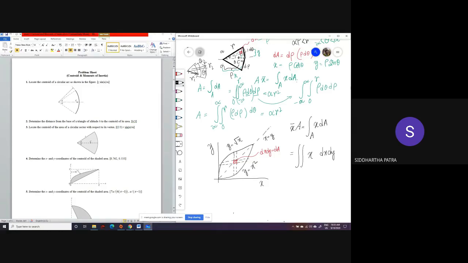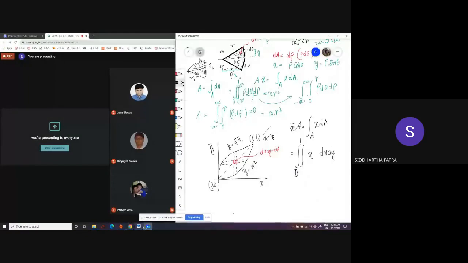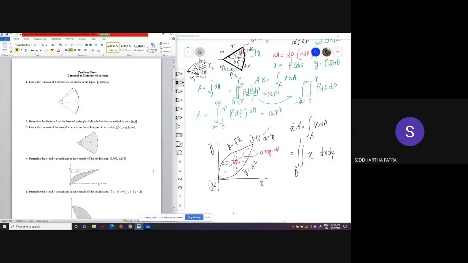Now the last two limits. Can you tell me what are the maximum and minimum values of x and y? It is 0, 0 and 1, 1. So the limits on y are 0 and 1. But the limits on x are not 0 and 1.